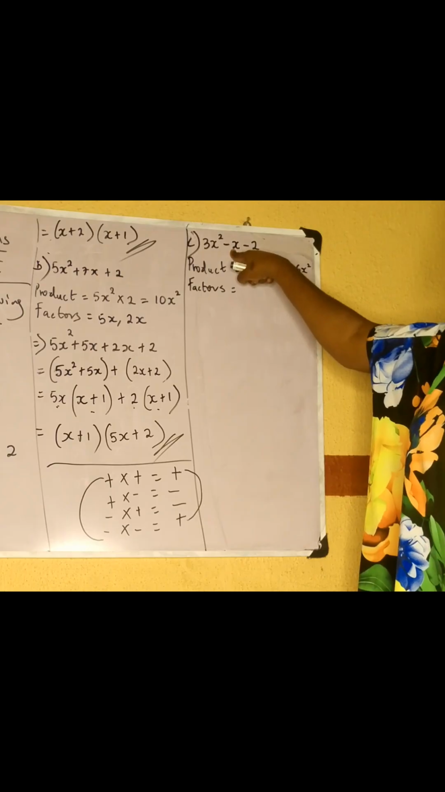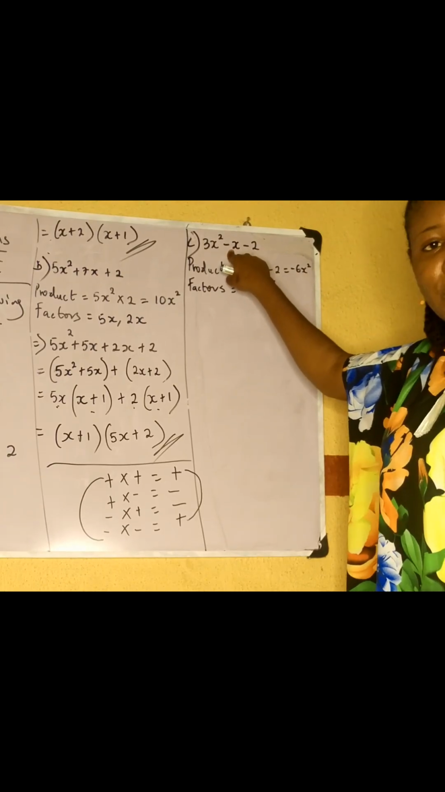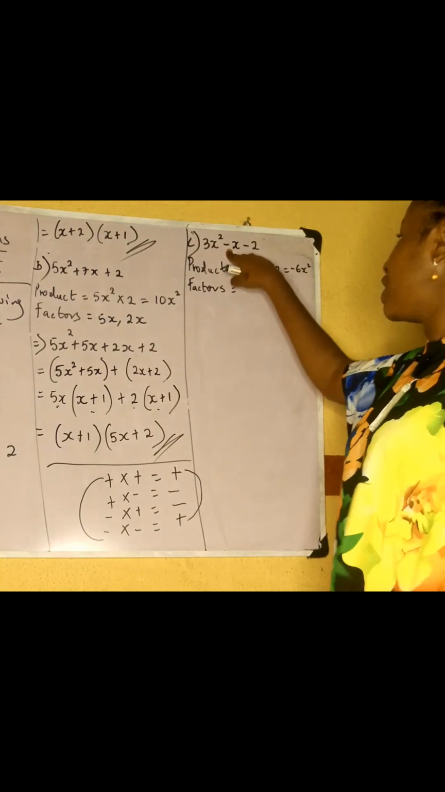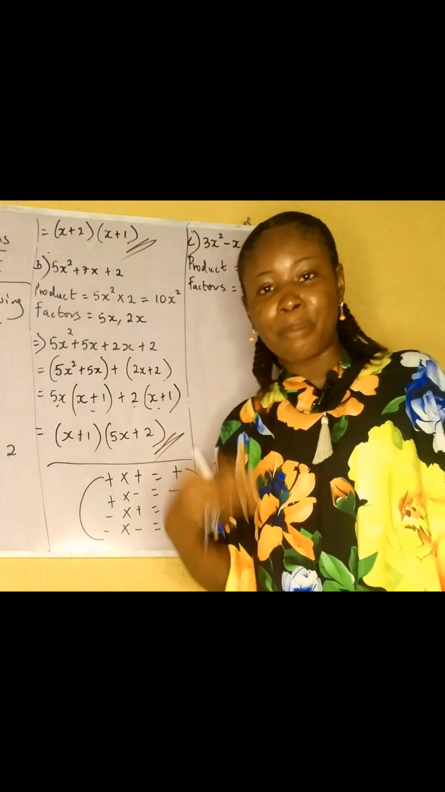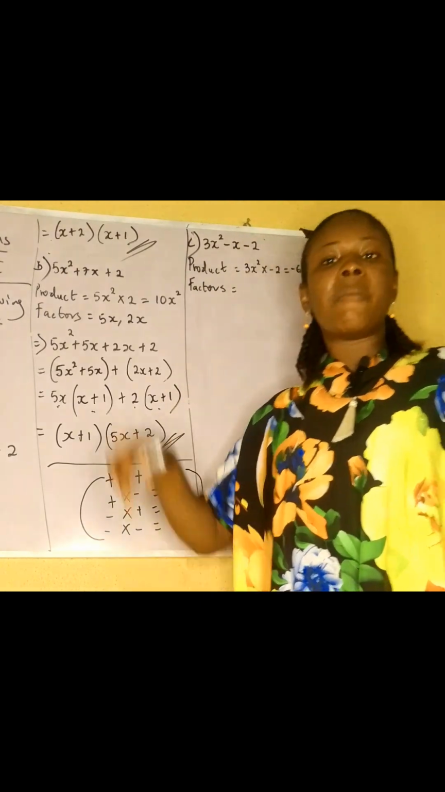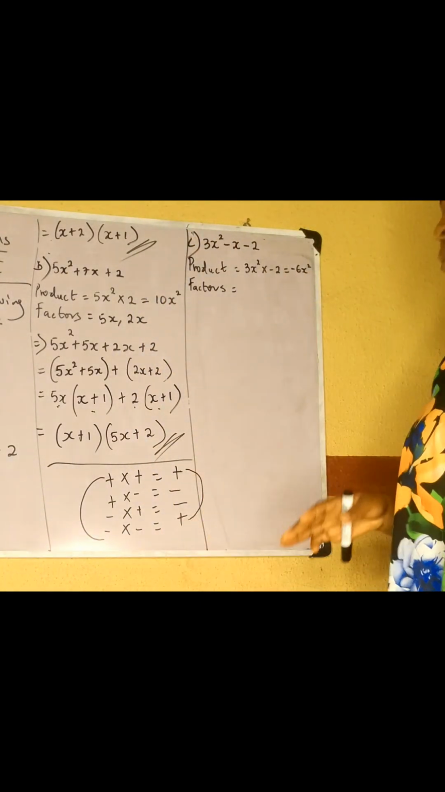So because we are seeing minus 1 here, since it's negative, that is our middle term. It depends on your middle term. So since our middle term is negative, it means that the bigger number will be negative. If our middle term is positive, it now means that the bigger number will be positive. Please, I hope you get this.